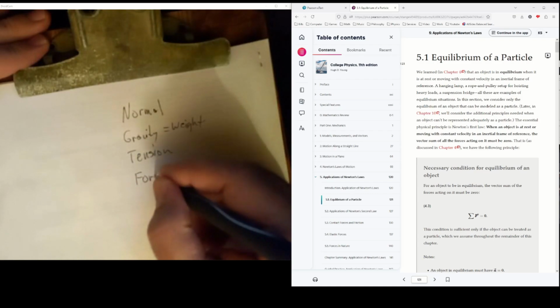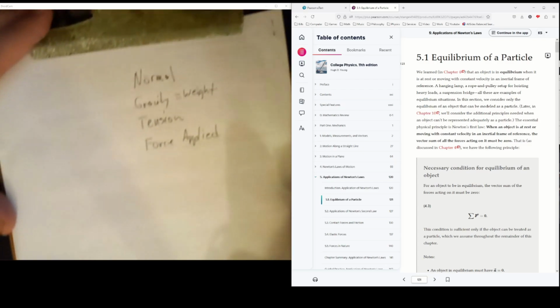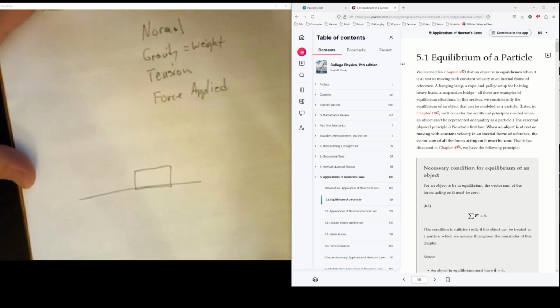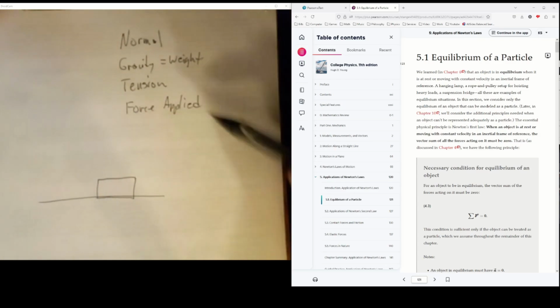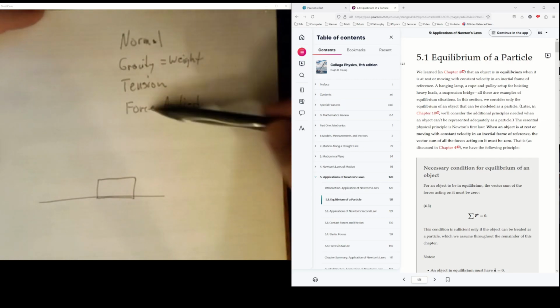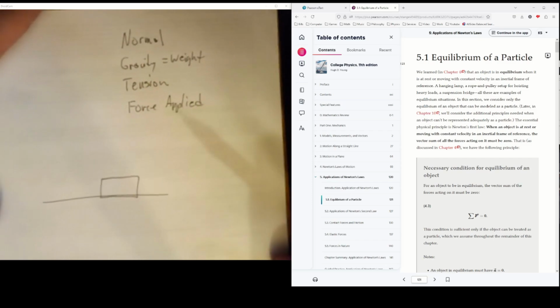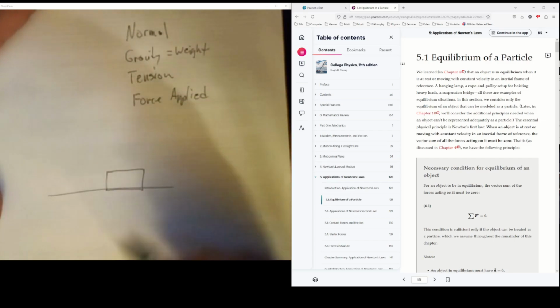But we also have an applied force. This is like when a human being or somebody pushes or pulls on something. These are the forces that we're going to be looking at. So let's say we just have a book on a table. And we're going to be looking: are these four forces here? Again, we're focusing on these four. We're just going to ask ourselves if they're here.